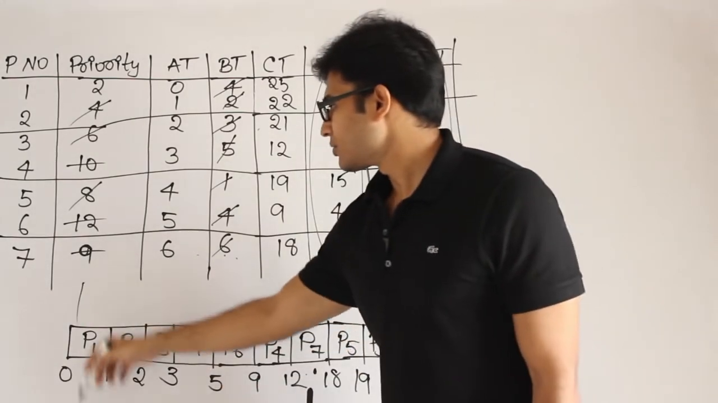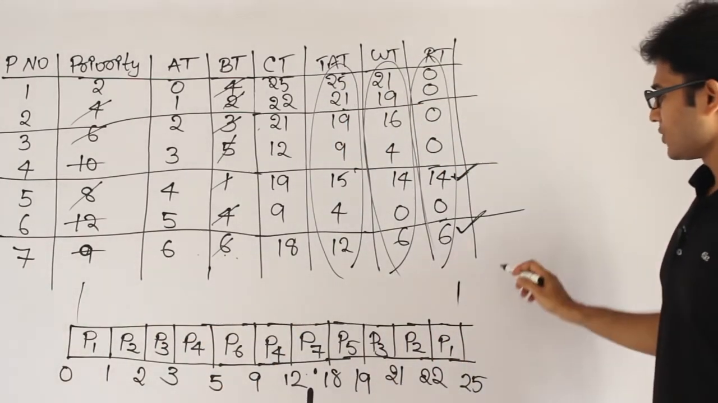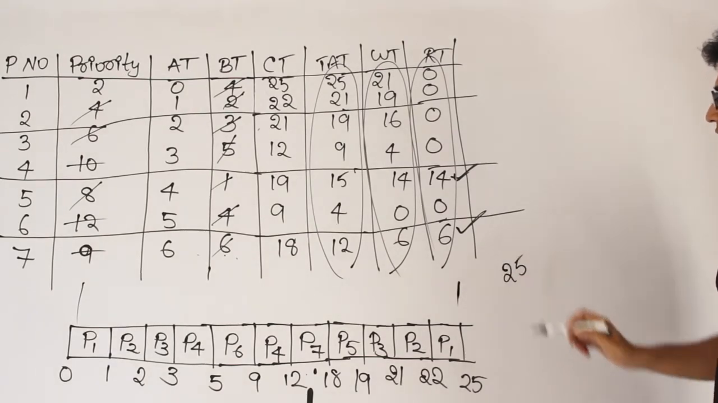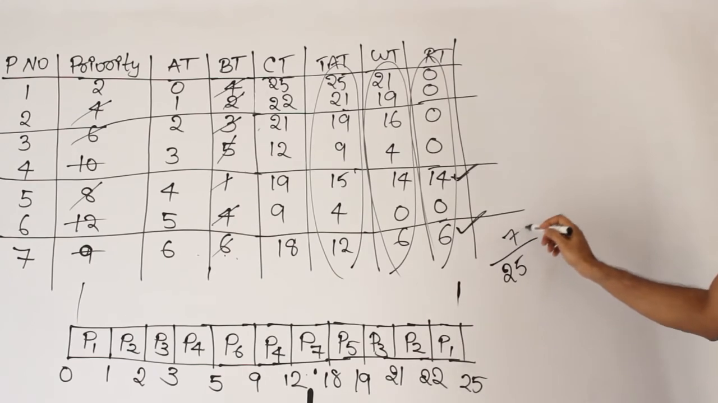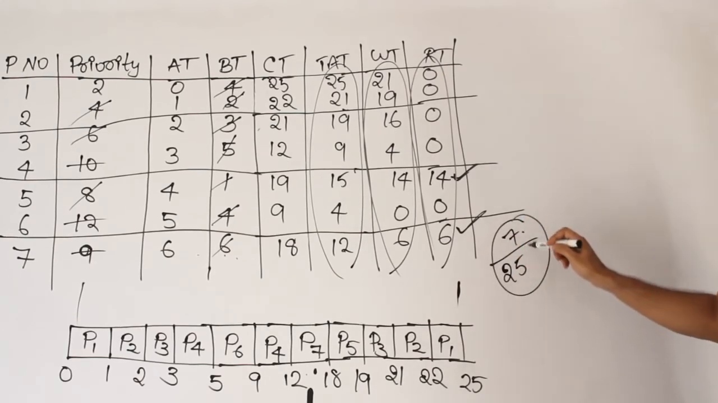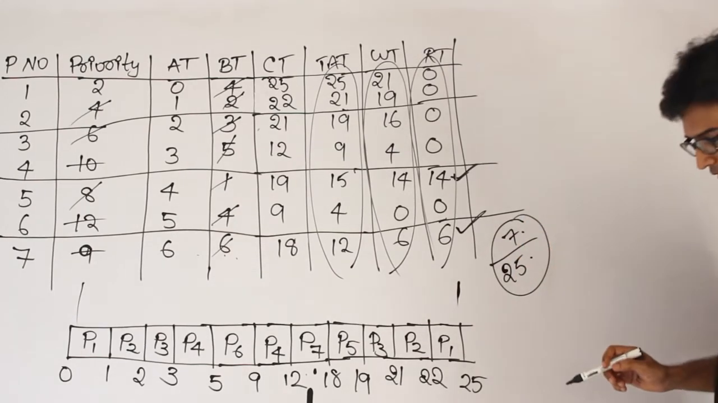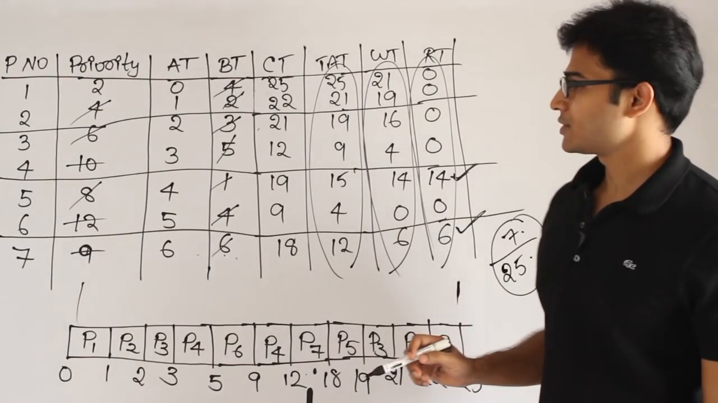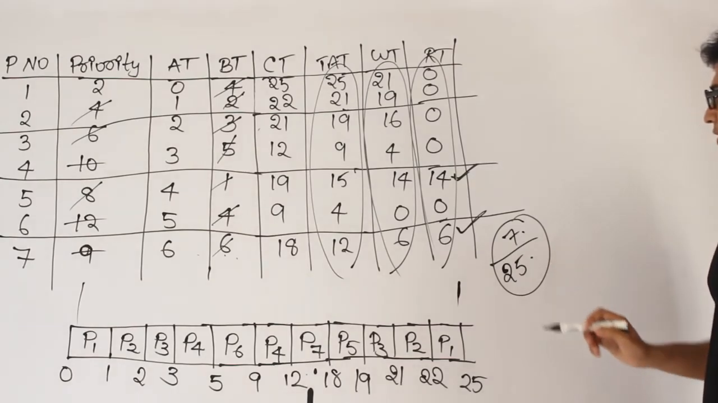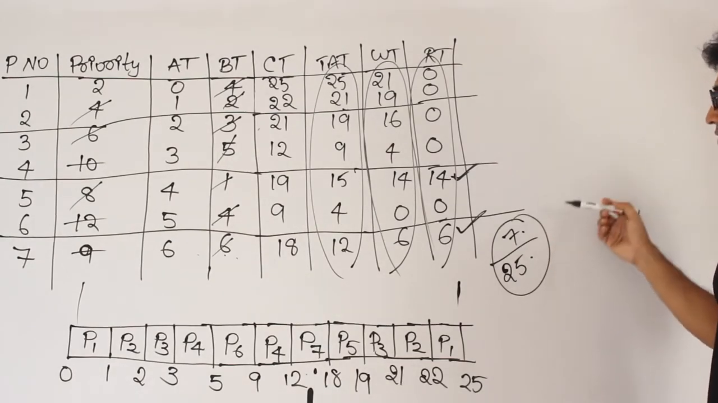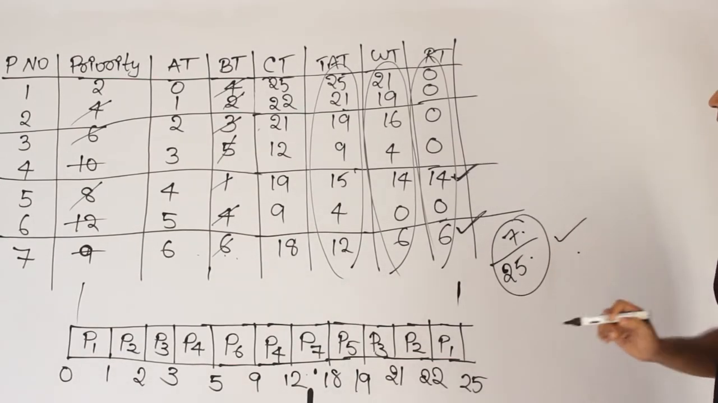We started at 0 and we finished at 25, therefore the total schedule length is 25, and in these 25 units, how many processes did I finish? 7 processes, right? Therefore throughput is 7 by 25, isn't it? So the throughput is the number of processes which are finished per unit time. 7 processes got finished in 25 units, therefore throughput is 7 by 25. Okay.